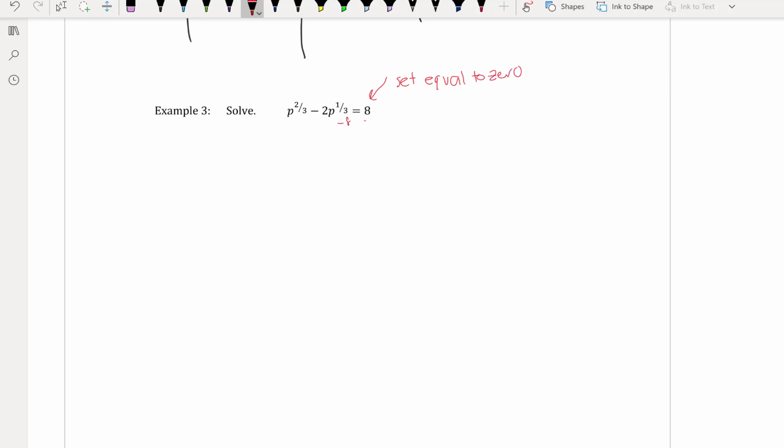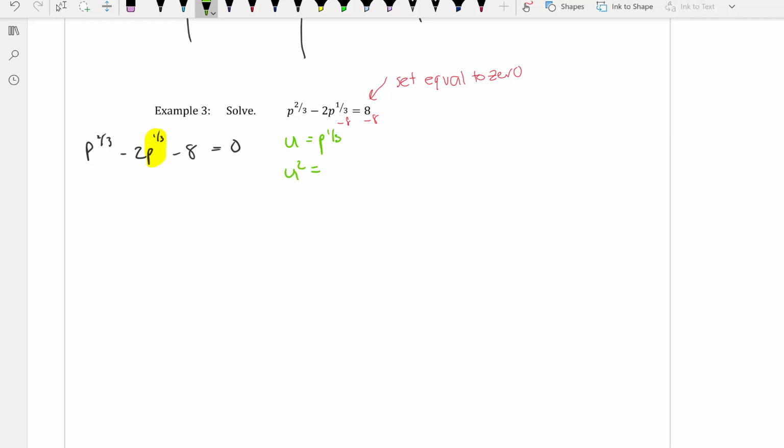So I'm going to subtract 8 from both sides. So I'm going to have p to the 2/3 minus 2p to the 1/3 minus 8 is equal to 0. Okay, and remember, we usually want that third term here to be that u substitution. So I'm going to have that u is equal to p to the 1/3.